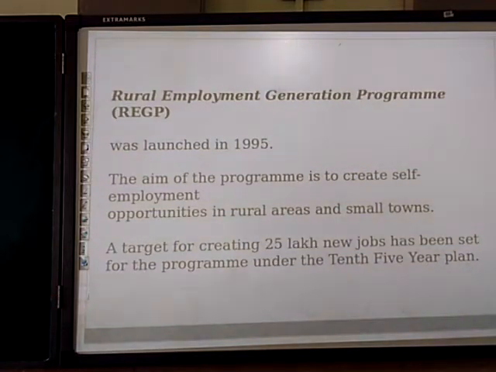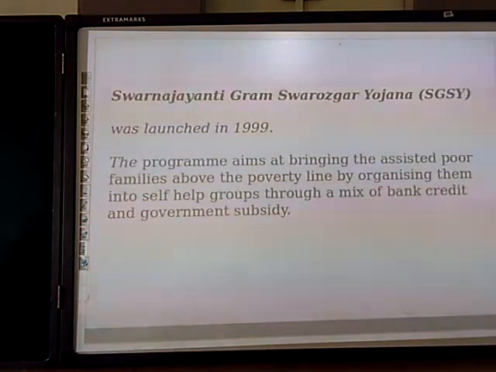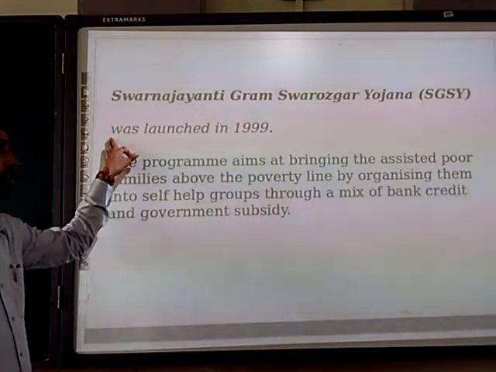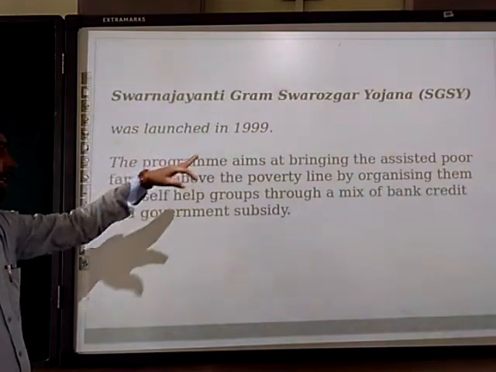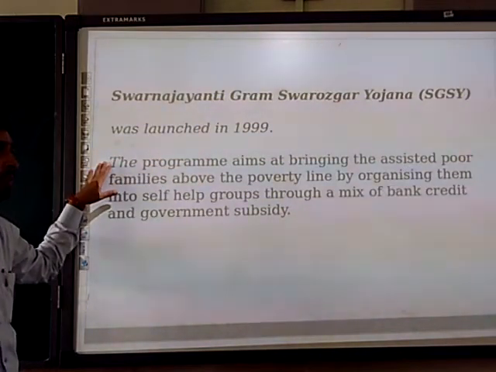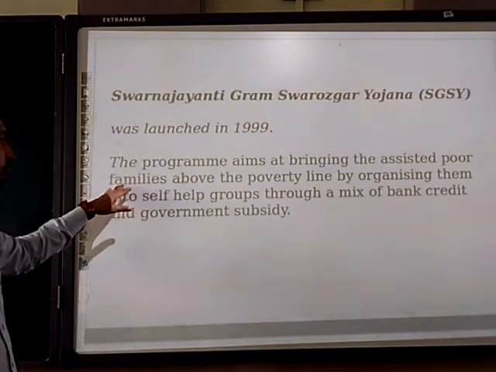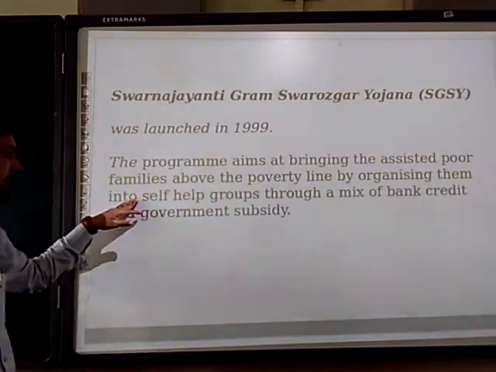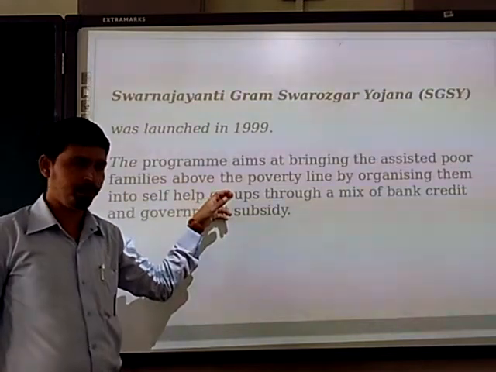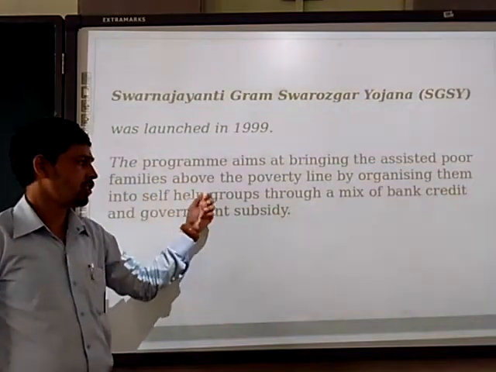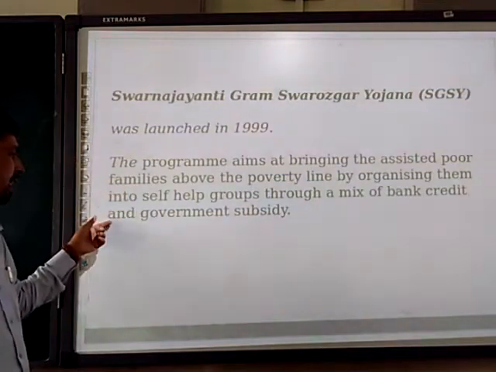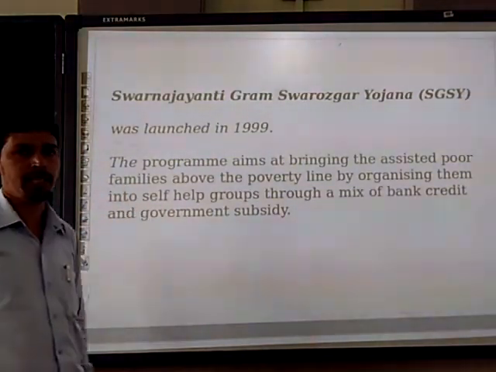Next, Swarna Jayanti Gram Swarozgar Yojana, SGSY. It was launched in 1999, and the programme's aim is to bring assisted poor families above the poverty line by organizing them into self-help groups, SHG, through a mix of bank credit and government subsidies.